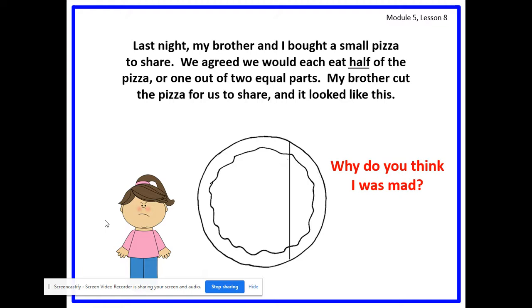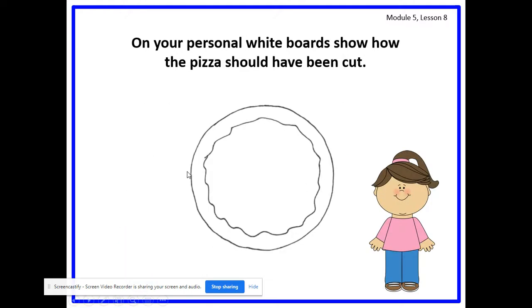So on your whiteboards, go ahead and draw a circle just like this, and draw a line to show how the pizza should have been cut. Press pause, press play when ready. Remember, draw to show how to be cut in half.